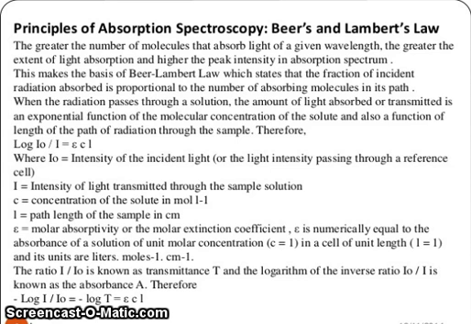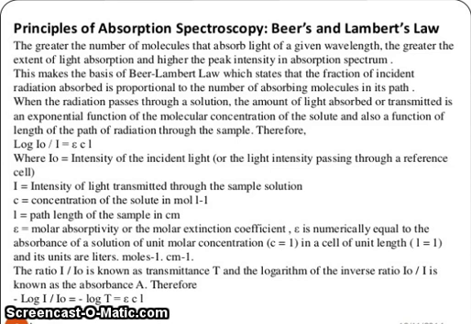So what is the principle of absorption spectrum? Beer's and Lambert's law. The greater the number of molecules that absorb light of a given wavelength, the greater the extent of light absorption, and the higher the peak intensity in the absorption spectrum. This makes the basis of Beer-Lambert's law, which states that the fraction of incident radiation absorbed is proportional to the number of absorbing molecules in its path. When the radiation passes through a solution, the amount of light absorbed or transmitted is an exponential function of the molecular concentration of the solute and also a function of the length of the path of the radiation through the sample.